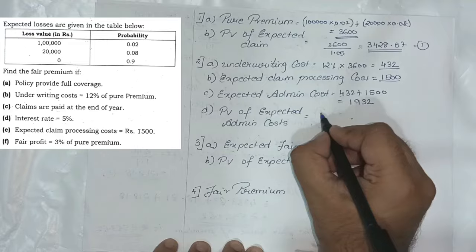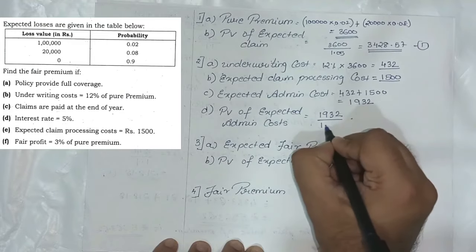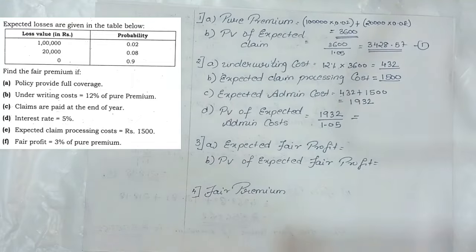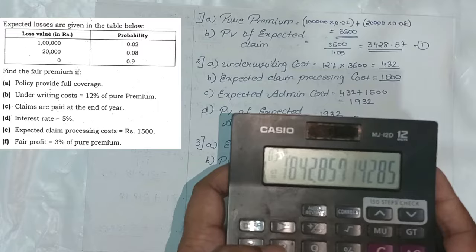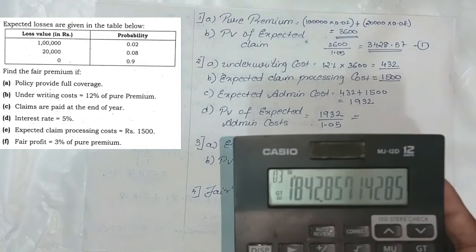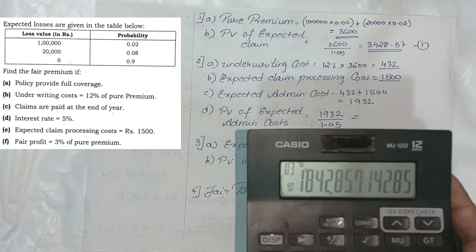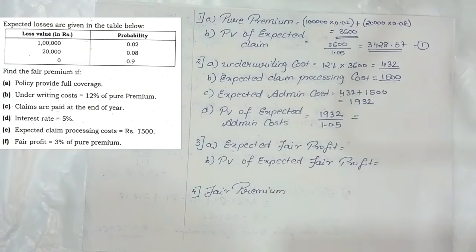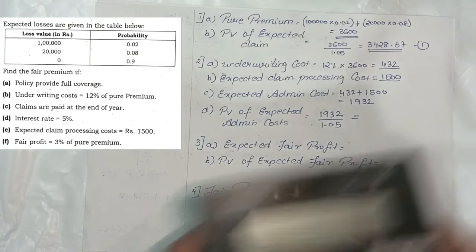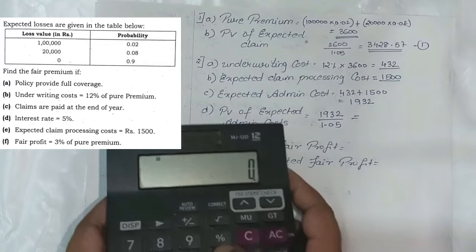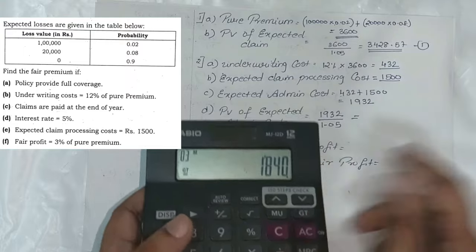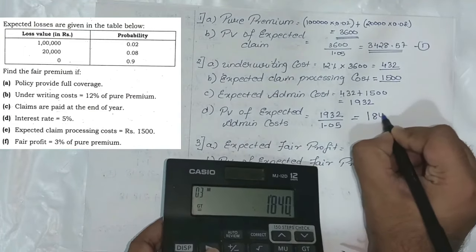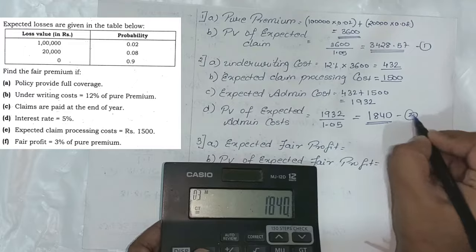So expected PV will be 1,932 divided by 1.05. Again, on the calculator, 1,932 divided by 1.05, we get the value as 1,842.85. Oh wait, I guess I had taken a wrong number, so I'll just take it again. 1,932 divided by 1.05, so it comes to 1,840. So 1,840, that's the second PV that we required.